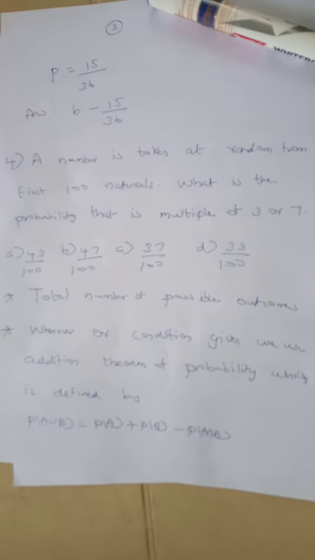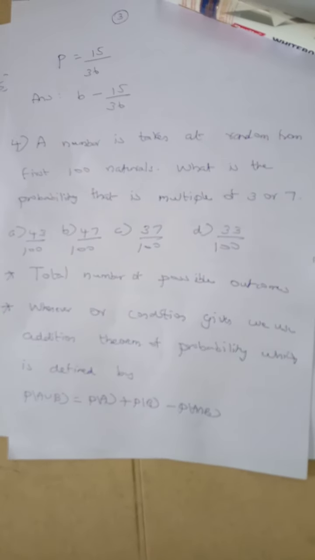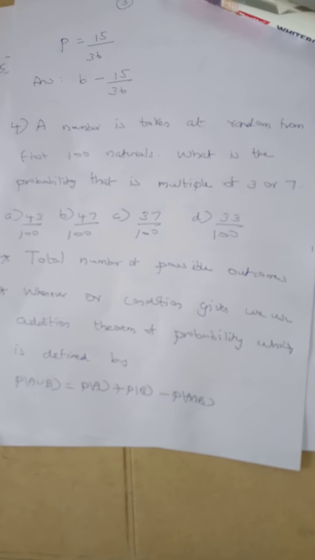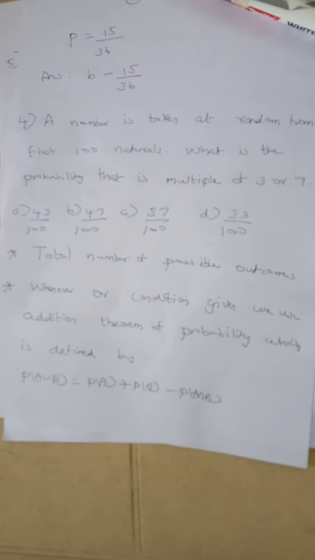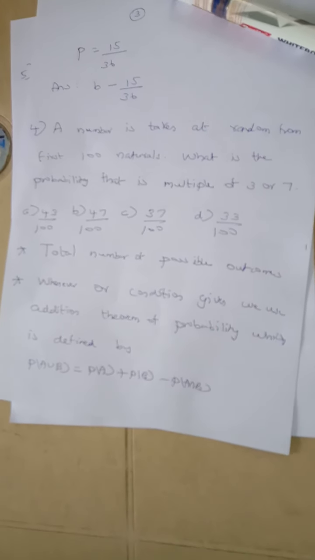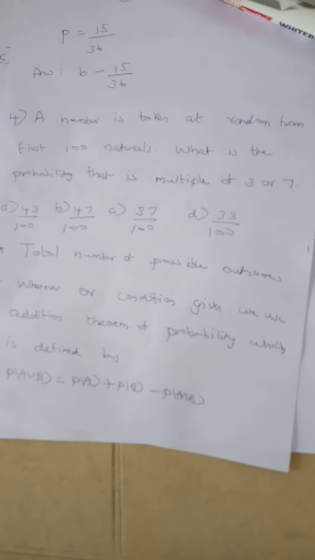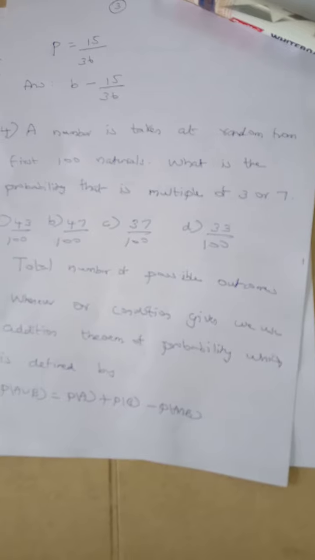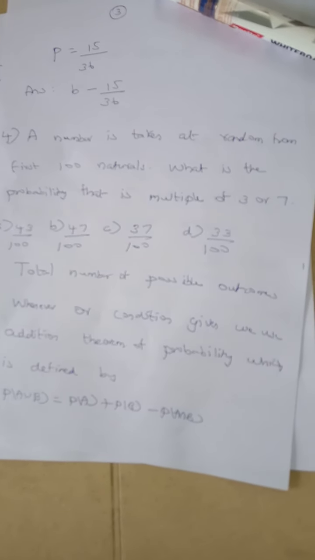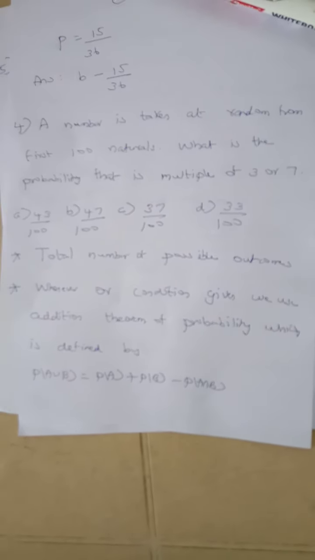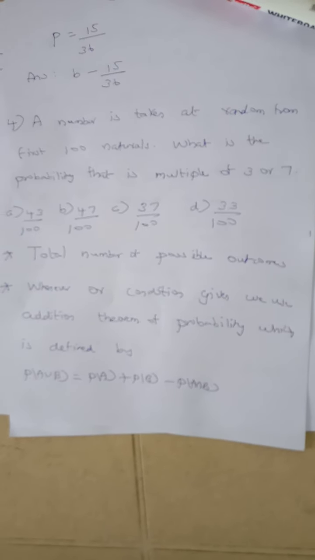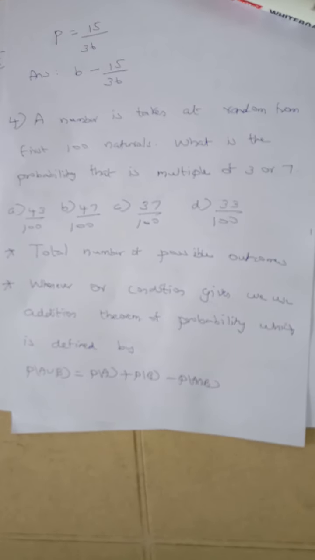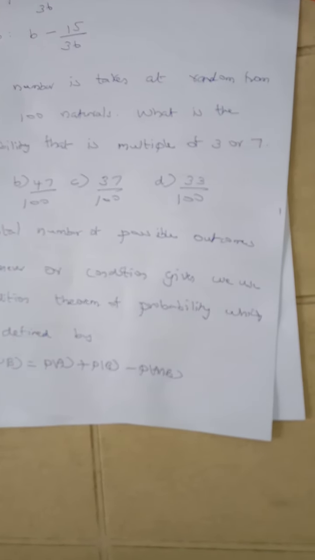Question number 4. A number is taken at random from the first 100 natural numbers. What is the probability that it is a multiple of 3 or 7? So the total number of possible outcomes is equal to 100. Whenever they ask an either-or question, where "or" is used, we can use the addition theorem of probability. The addition theorem is defined by probability of A union B is equal to probability of A plus probability of B minus probability of A intersection B.